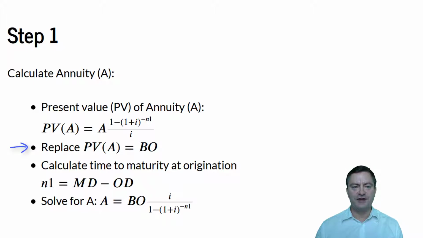We replace the present value of the annuity by the loan balance at origination. We calculate the time to maturity at origination as a difference between the maturity date and the origination date. We can then solve for the annuity by multiplying the loan balance at origination with a scaling factor that also depends on the interest rate and the time to maturity.